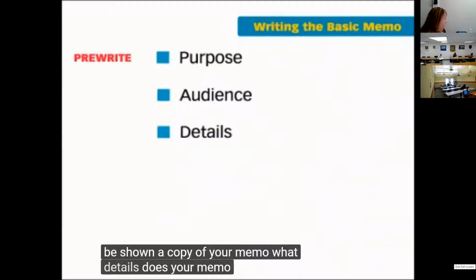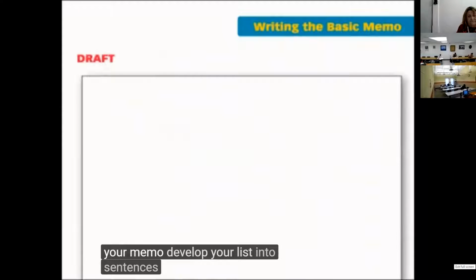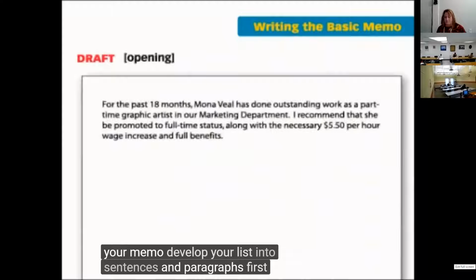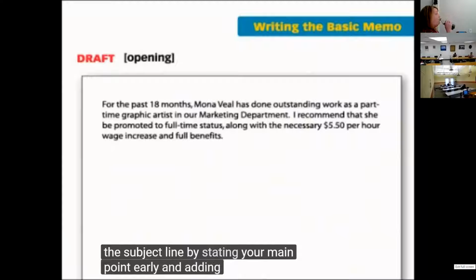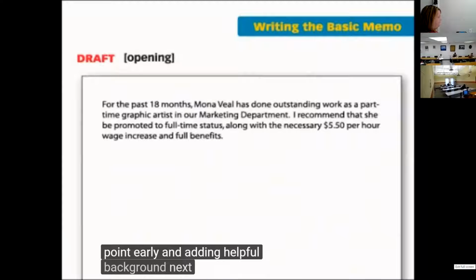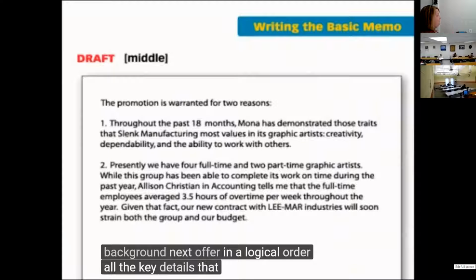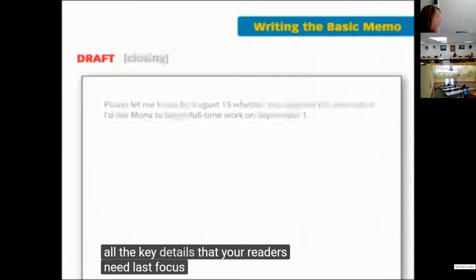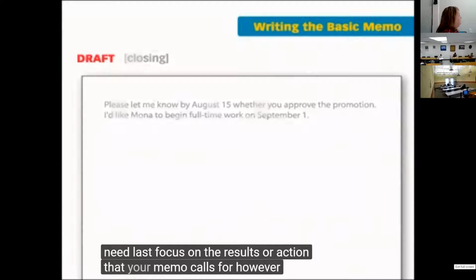What details does your memo need? List any specific details, facts, numbers, and so on that the memo should contain. To draft your memo, develop your list into sentences and paragraphs. First, expand on the subject line by stating your main point early and adding helpful background. Next, offer in a logical order all the key details that your readers need. Last, focus on the result or action that your memo calls for.